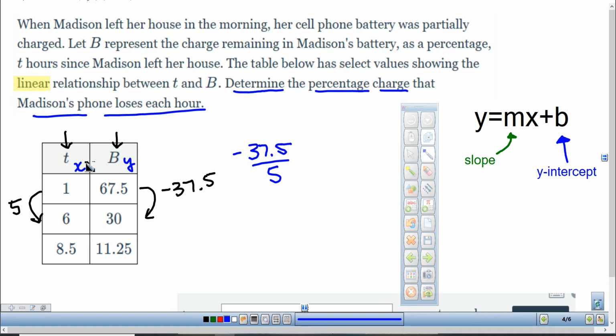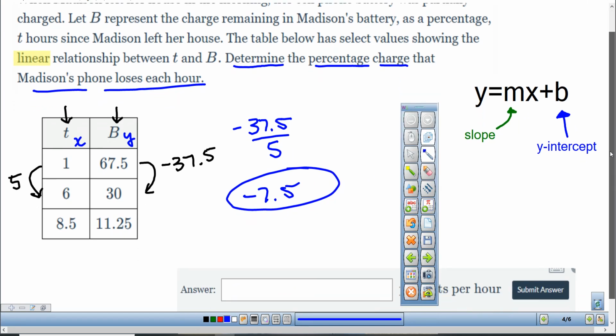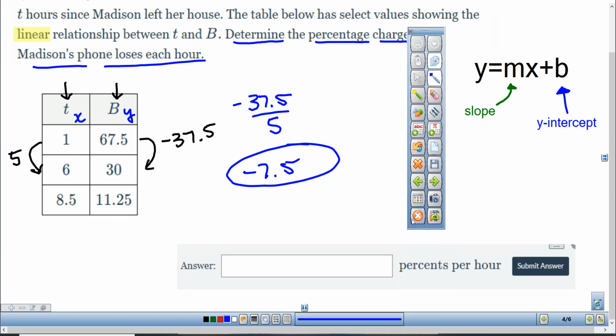So that one's a little trickier. 37.5 divided by 5 is 7.5, so negative 7.5. This is like the change every hour then. And that's what they're asking us to do. All they're basically saying is find the slope. And we did. It's negative 7.5% per hour. Next question.